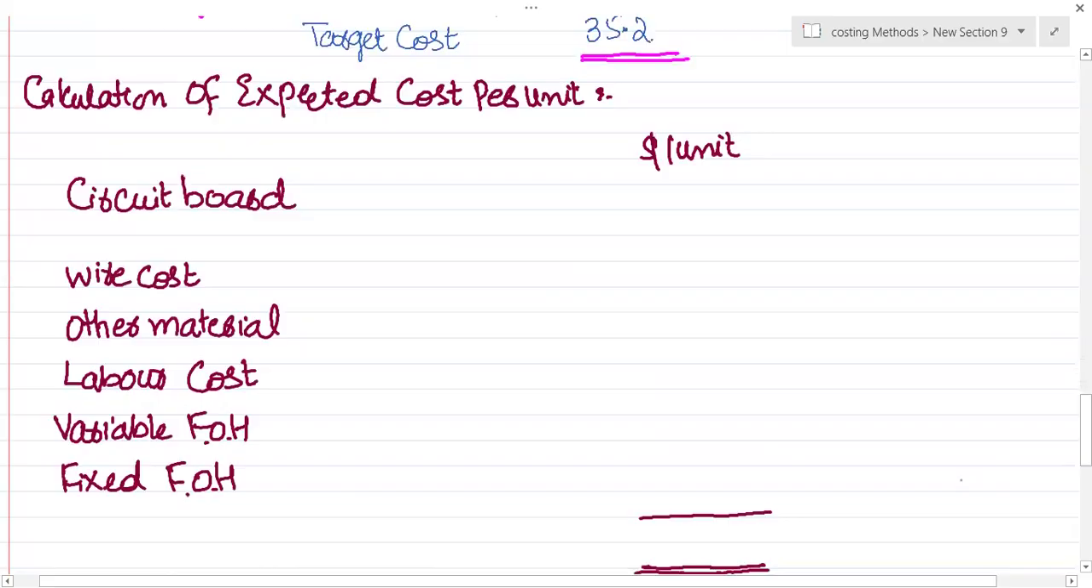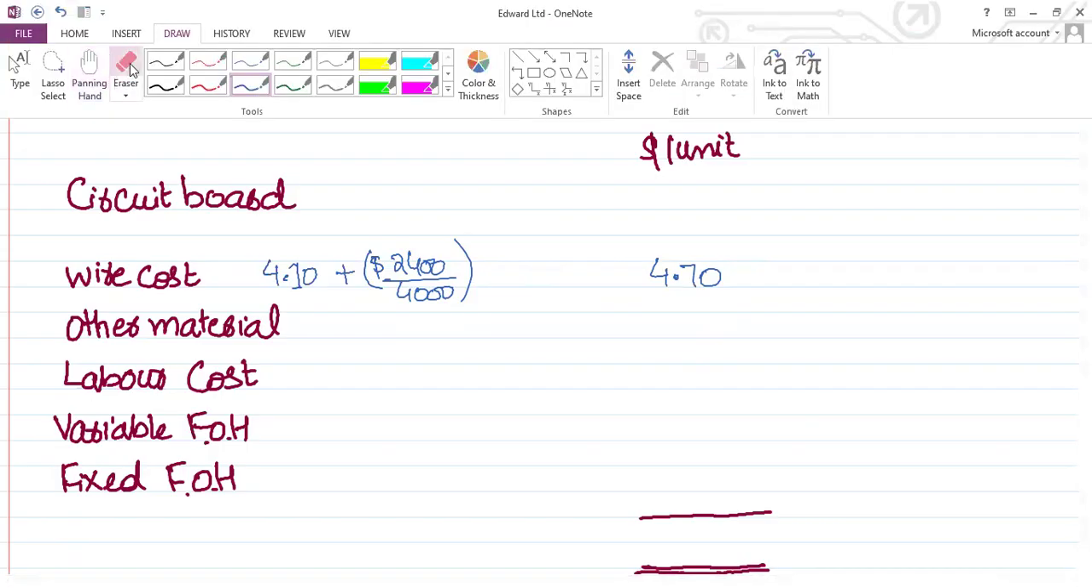So what we do, circuit board cost is 4.1 plus 2,400 divided by 4,000. So you will get 4.70. Now, sorry, this is for the circuit board, not for the wire.